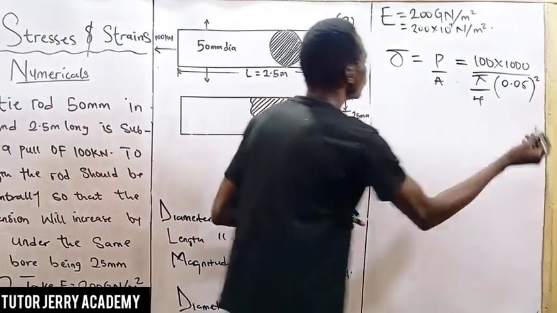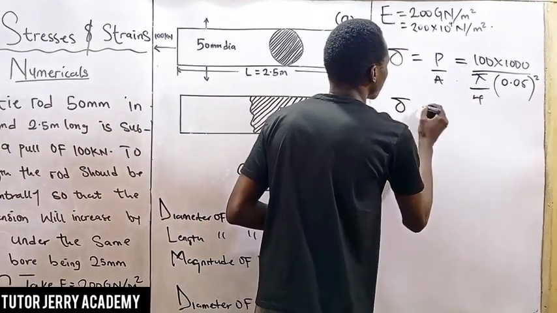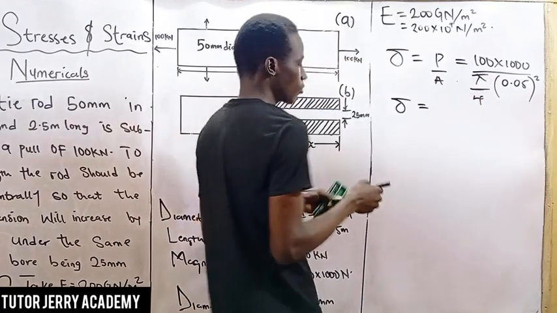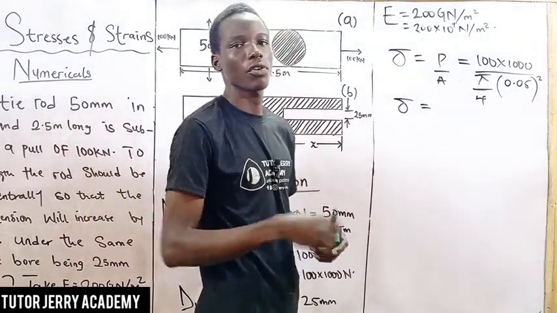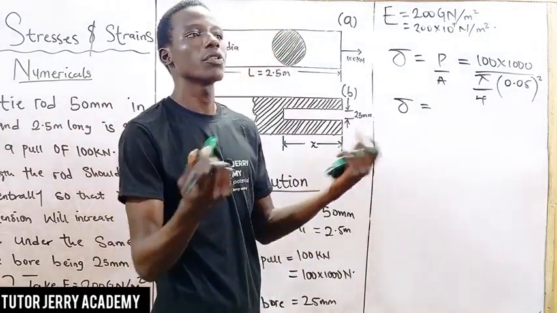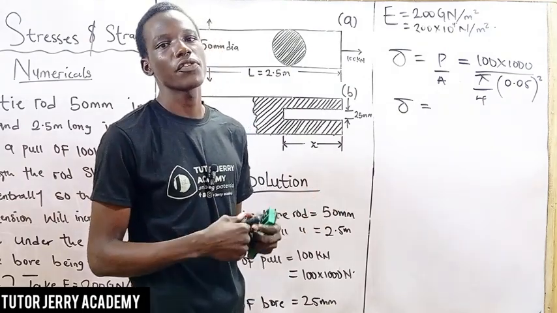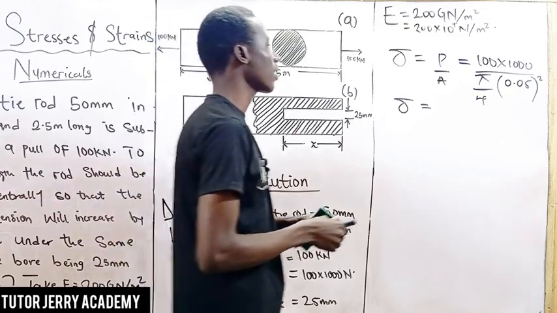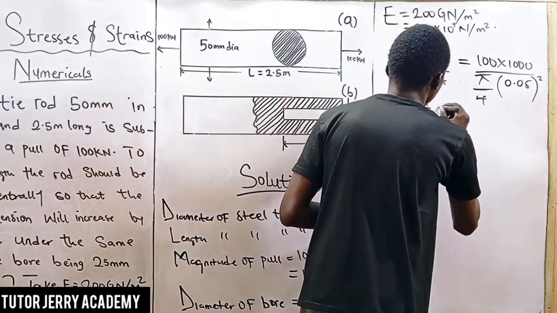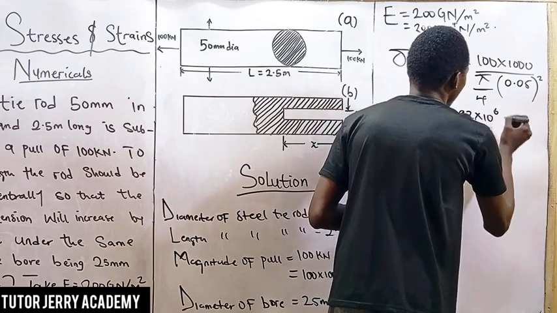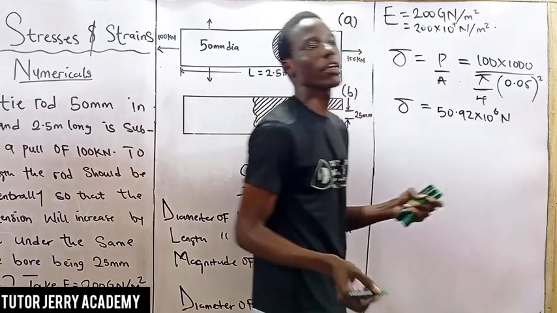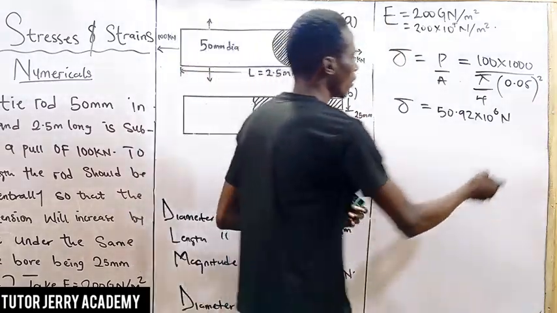So next, if we do this, sigma will be equal to 100 times 1000 divided by pi over 4 into 0.05 whole square. If you press into your calculator, it will be nothing but what? It will be nothing but 50.92 times 10 to the power of 6. Of course, our unit will remain in Newton per meter square.